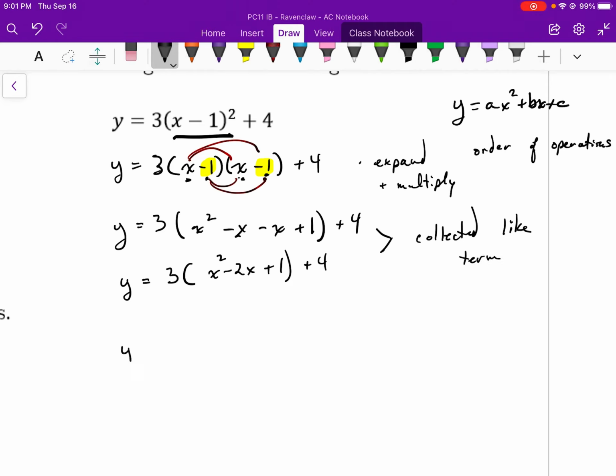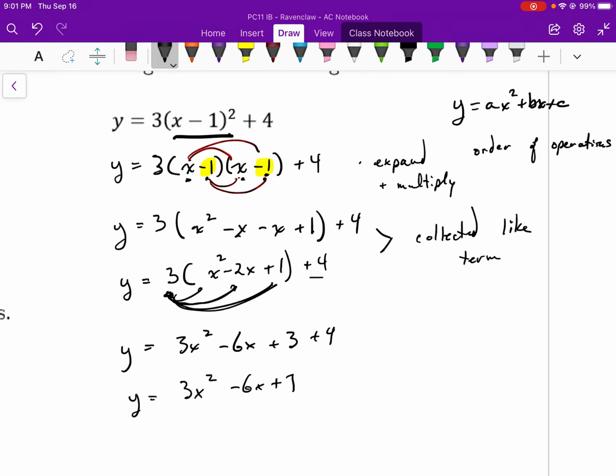And now what I may want to do in this next step is multiply by 3 into this trinomial. So 3 times x squared is 3x squared. 3 times negative 2x is negative 6x. 3 times 1 is going to be plus 3. Now don't forget your plus 4 at the end. In changing this, we're just going to collect like terms again. And that would be collecting the like terms with a constant. And there we are. This is in general form.